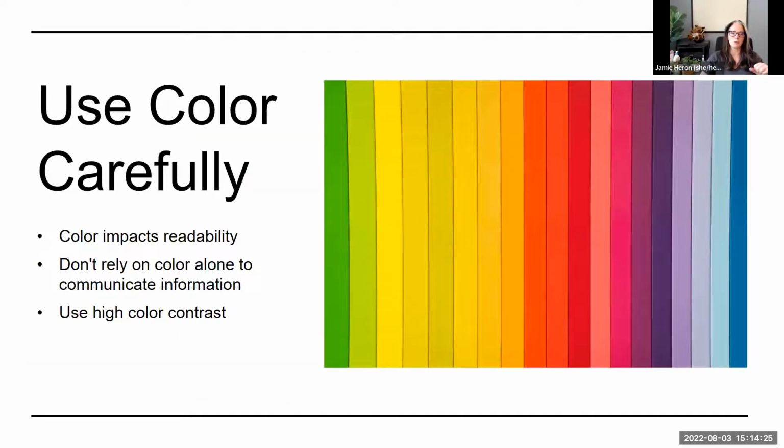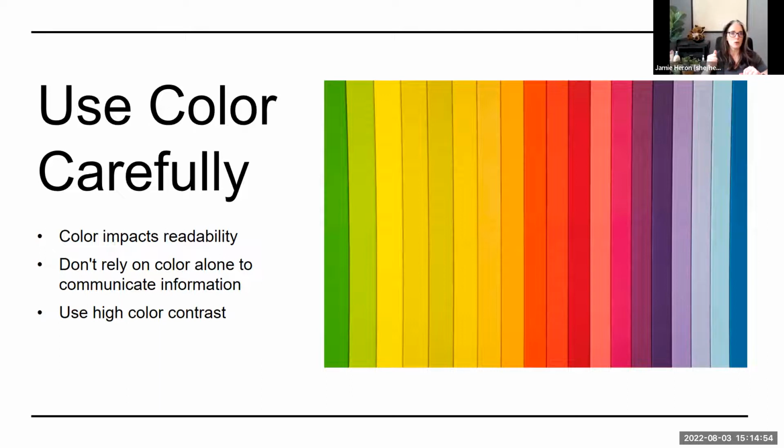Next, we want to make sure that we're using color carefully. Color absolutely impacts readability. Color consists of hue, which is what we think of as red, purple, or green, the intensity or how vibrant that color is, and the tone, which is how dark or light that color is. And all of these factors impact how an individual looking at digital course material can perceive that information.